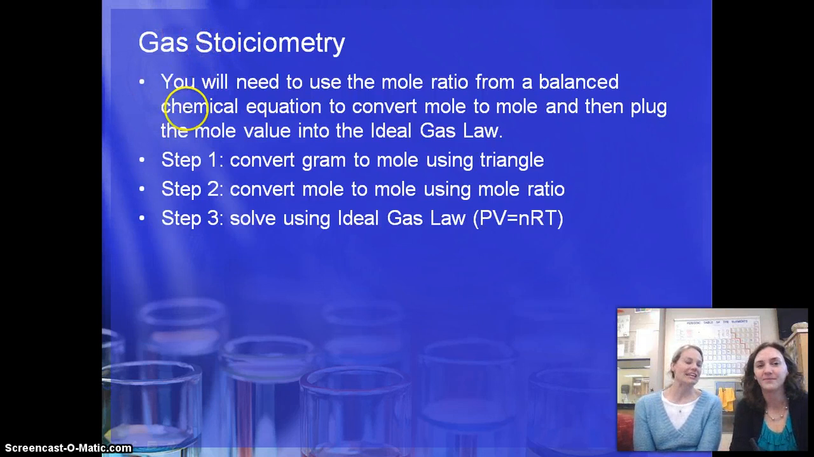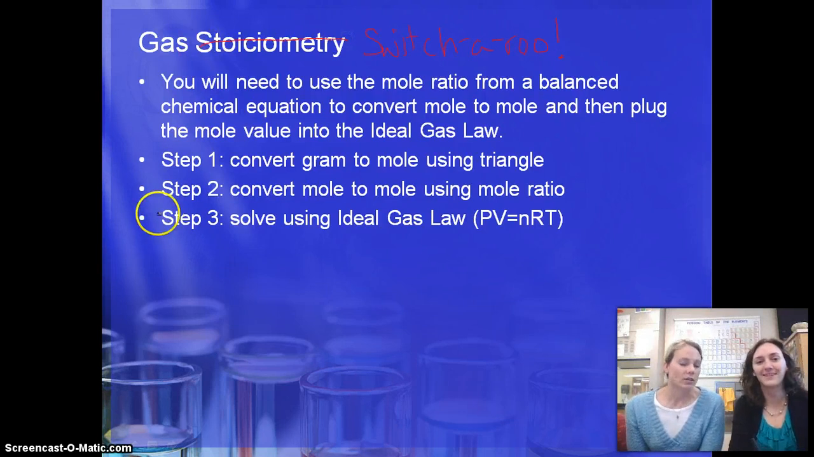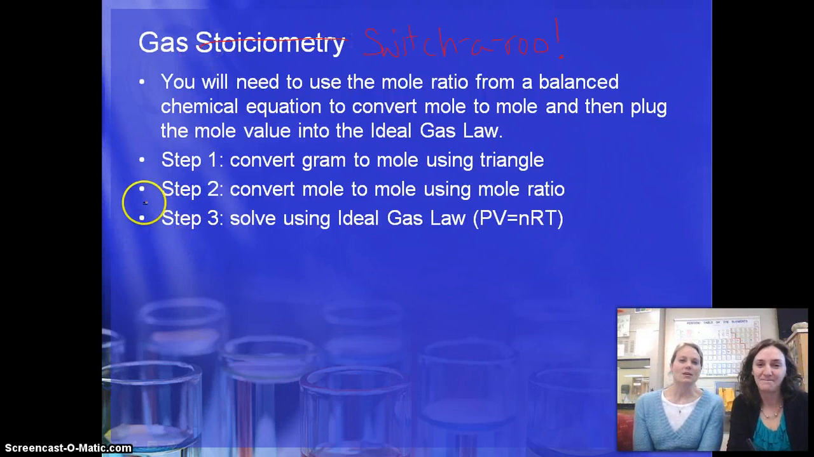We thought about renaming this gas switcheroo so that you don't get frightened by the stoichiometry, because this is actually pretty easy. We think you can really do this by now. So it's not gas stoich, it's gas switcheroo. All right? So positive attitudes is what we're going to do. You will need to use the mole ratio from a balanced chemical equation to convert mole to mole, and then plug that mole value into the ideal gas law. So you got 3 steps. Step 1, convert gram to mole using your triangle.